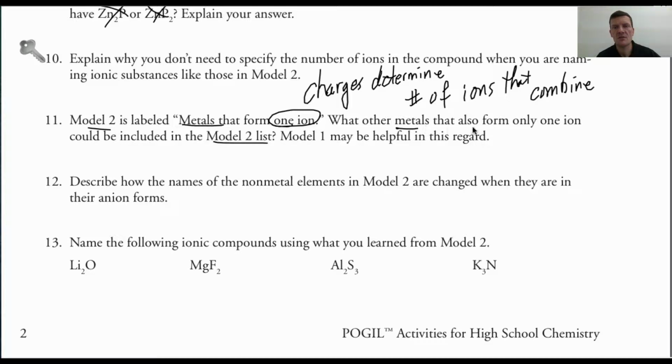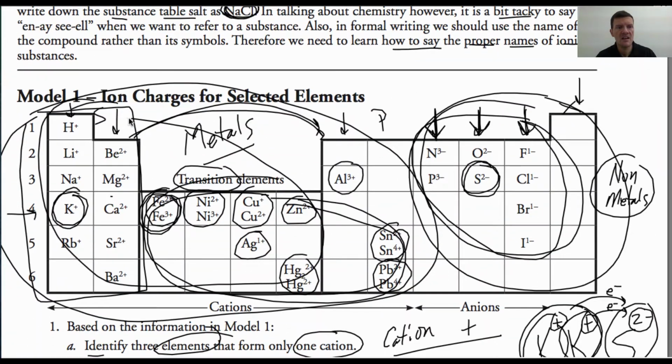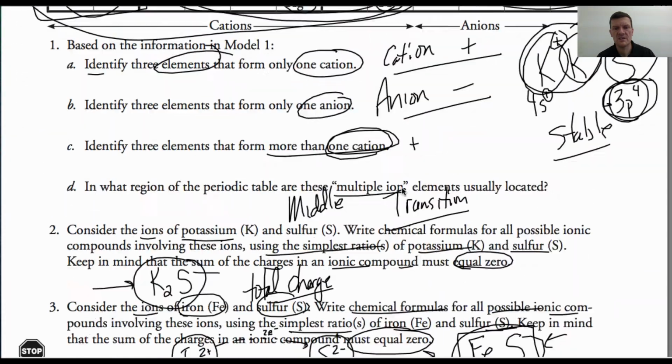So other metals that only form 1 ion, well, anything, if you go back up to Model 1, you'll notice here, any one of these, as well as aluminum, zinc, and silver, always have a single option for what ion is formed. So any of those, you are guaranteed that you can figure out in what ratio they would combine with any of these nonmetals here. Okay?